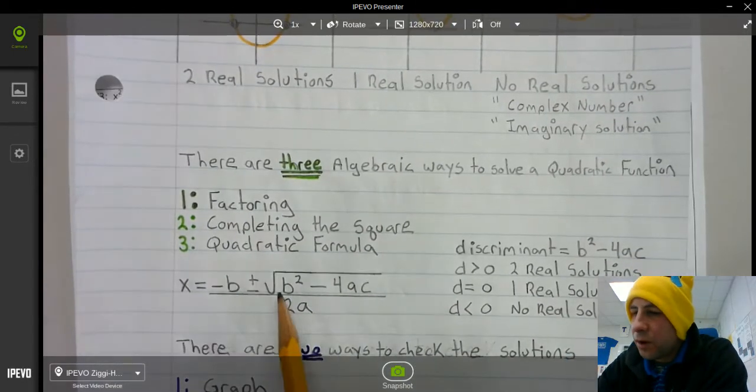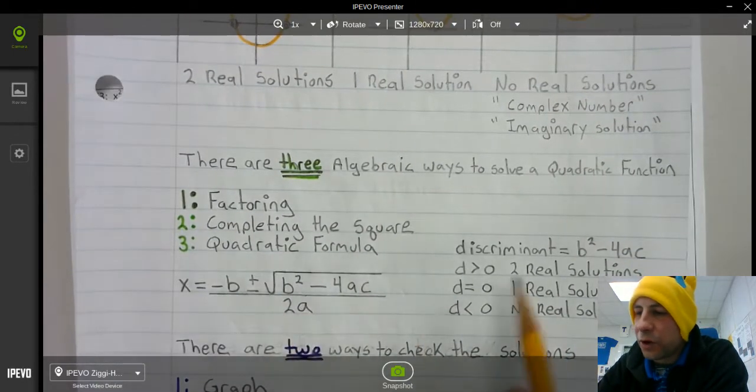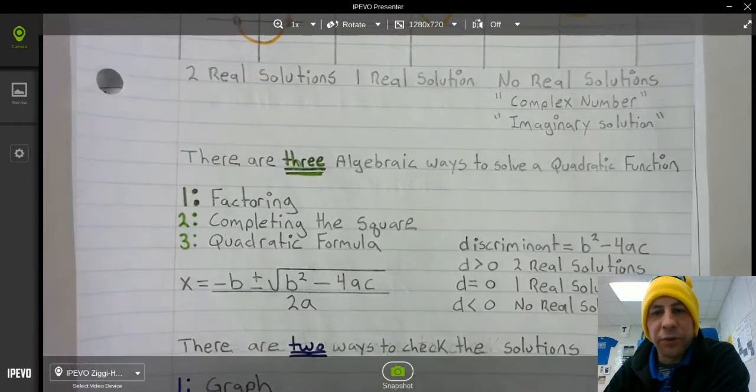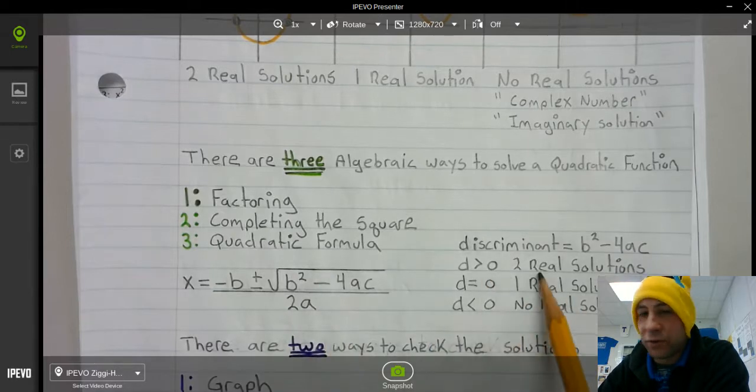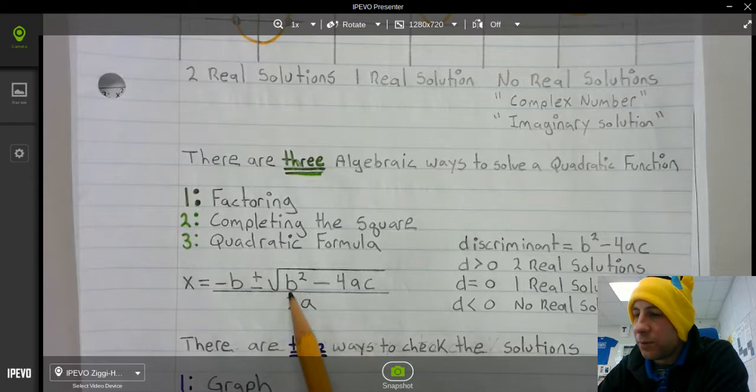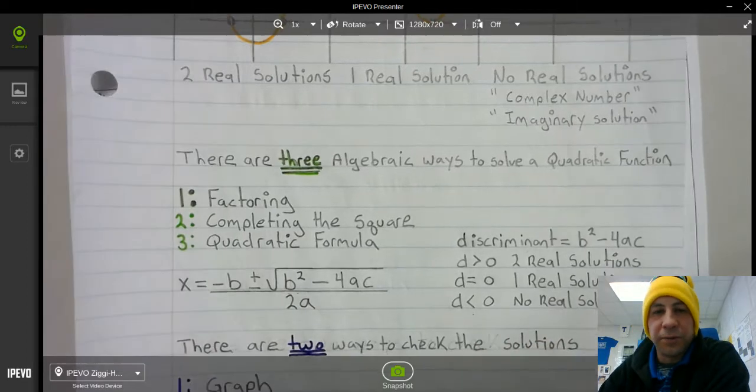Now, this underneath the square root is called the discriminant. The reason why the discriminant is important is because it tells you what types of solutions. So, when the discriminant, which means the value underneath the square root, is greater than 0, there are 2 real solutions. When the discriminant is equal to 0, it's 1 real solution. And when the discriminant is less than 0, there are no real solutions.